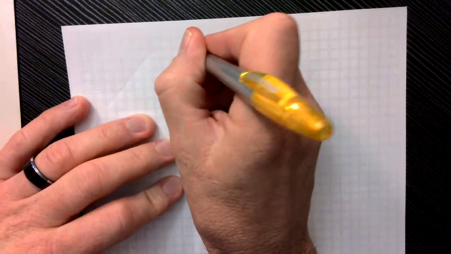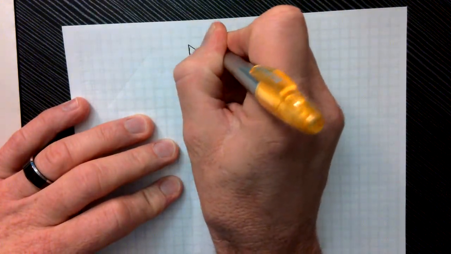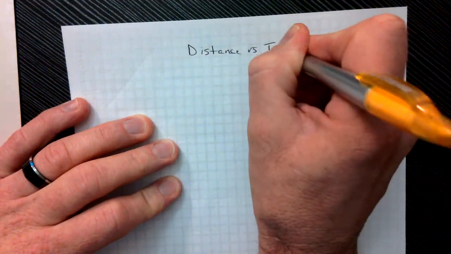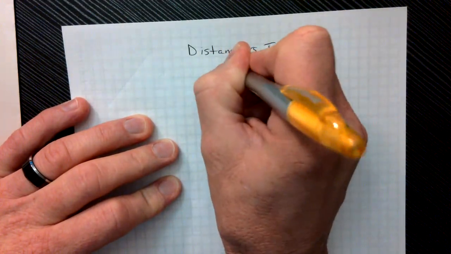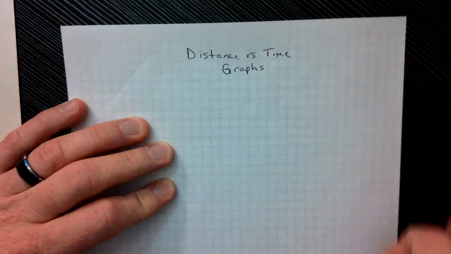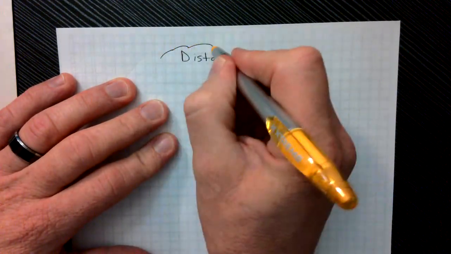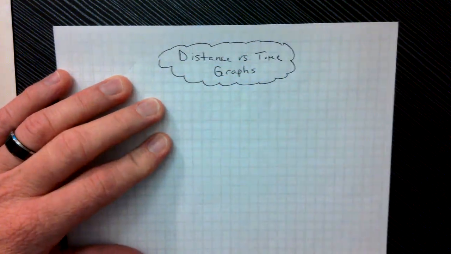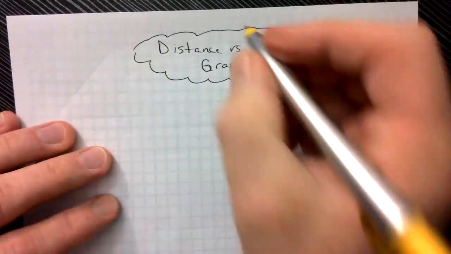I've given you a piece of graph paper, and on the back, I want you to flip it over so that we can write some notes. Label it distance versus time graphs. I'm sorry, I'm on a tray, so it's a little wobbly, and my handwriting is not as neat as it usually is when I'm writing notes. So I will do my absolute very best. Distance versus time.